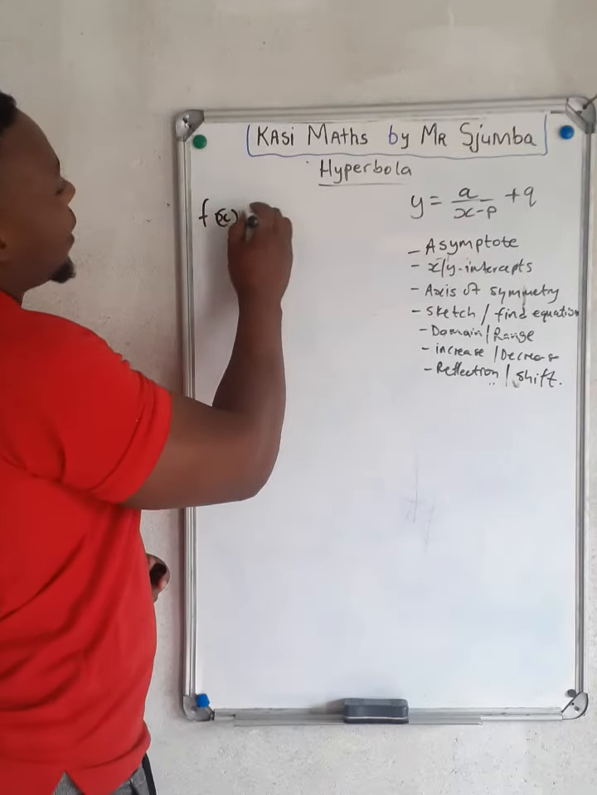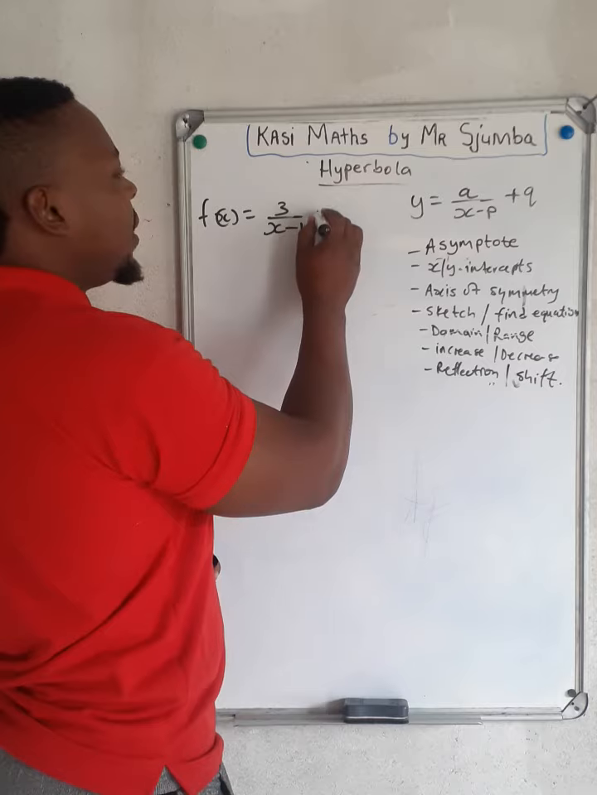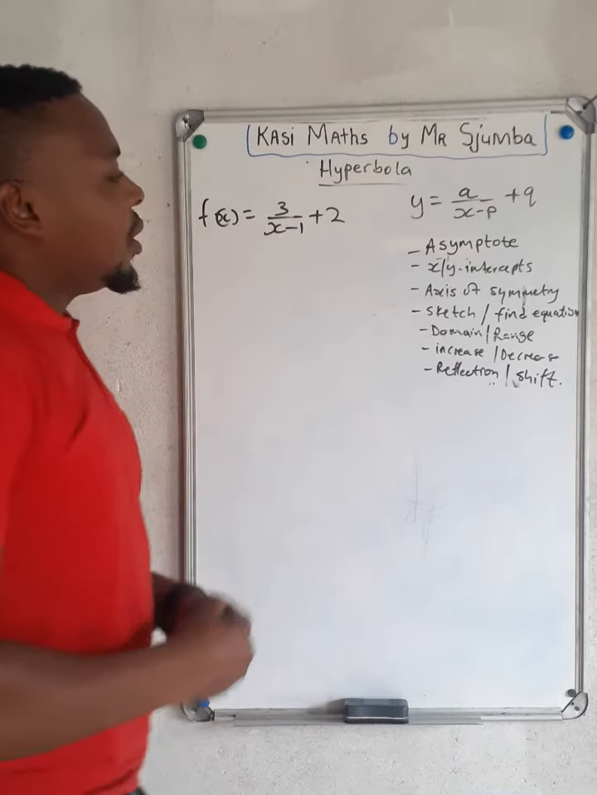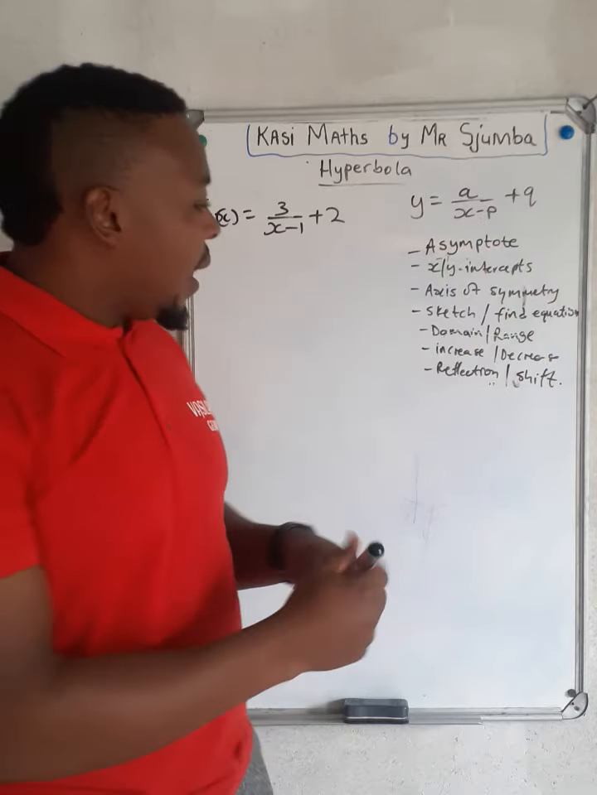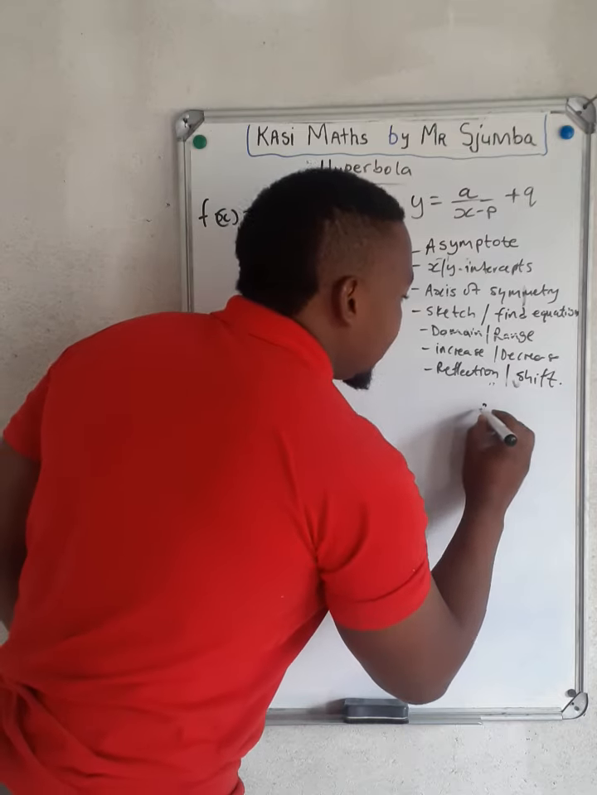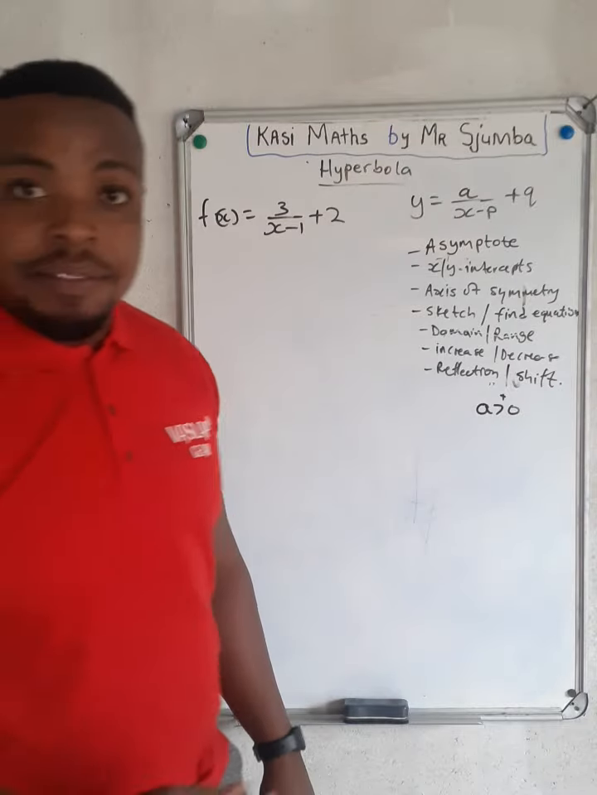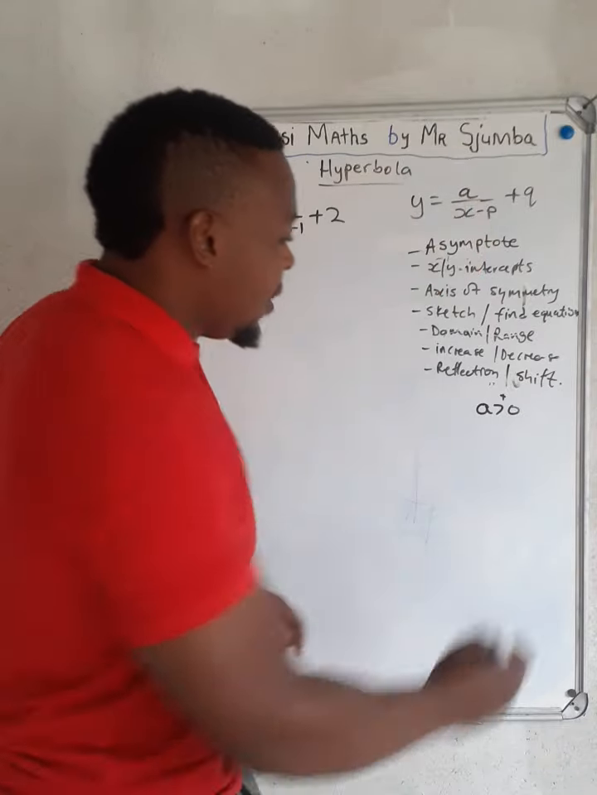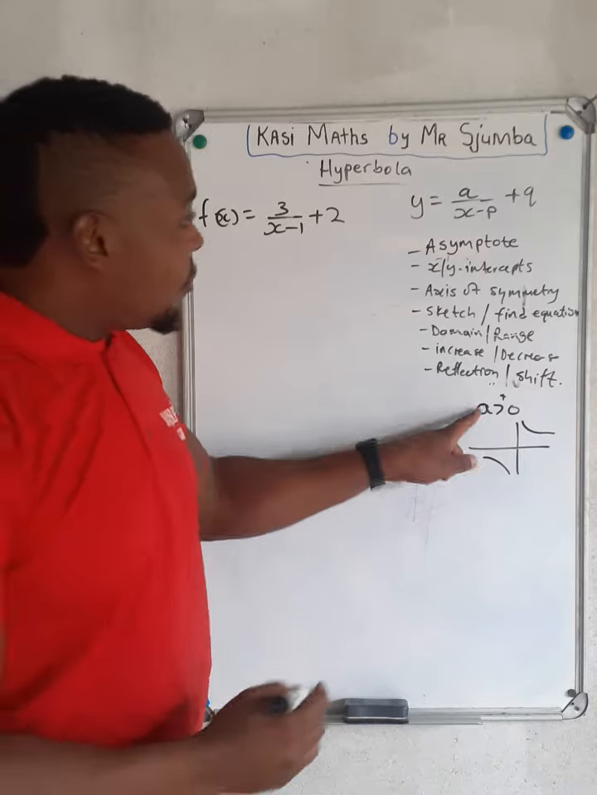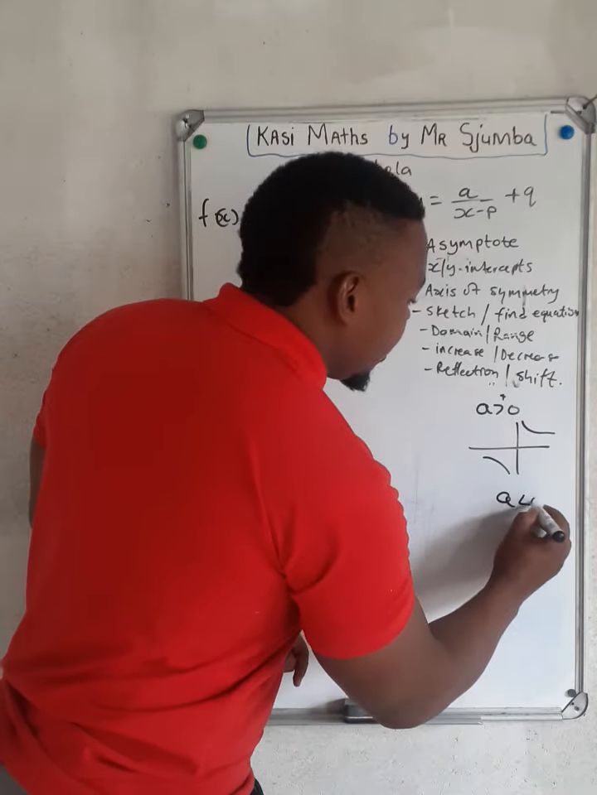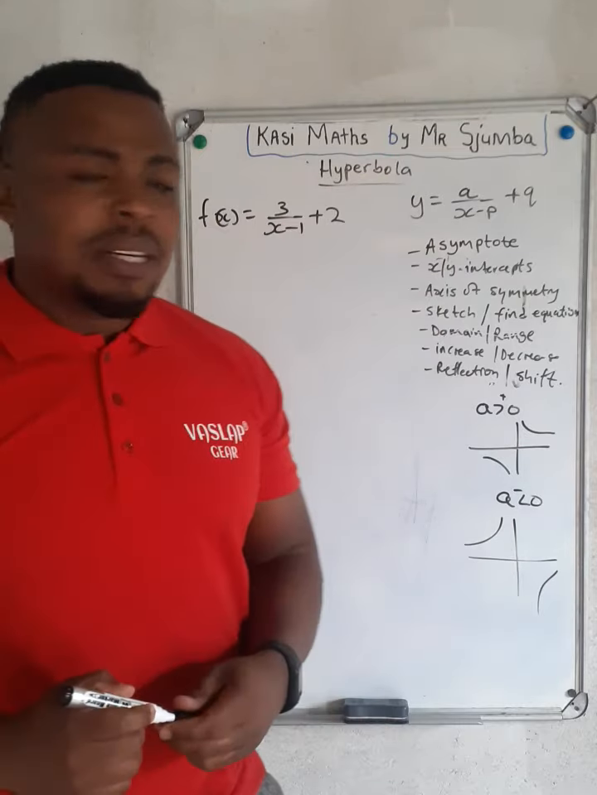Let's say now we have f of x equals 3 over x minus 1 plus 2. For the asymptote, we look at p and q. For the graph, if a is greater than 0, meaning positive, we draw the hyperbola in quadrant 1 and quadrant 3. If the value of a is negative, less than 0, we draw quadrant 2 and quadrant 4.